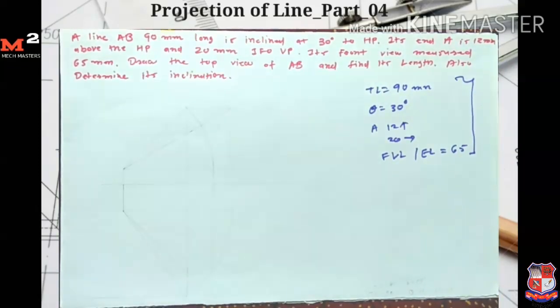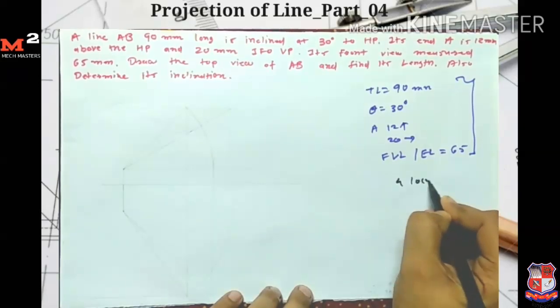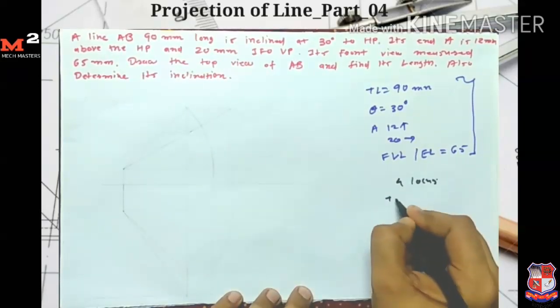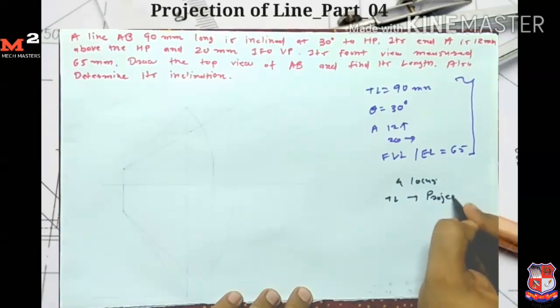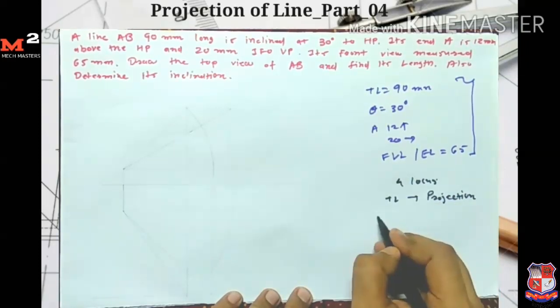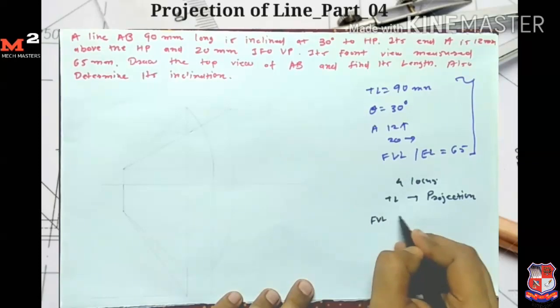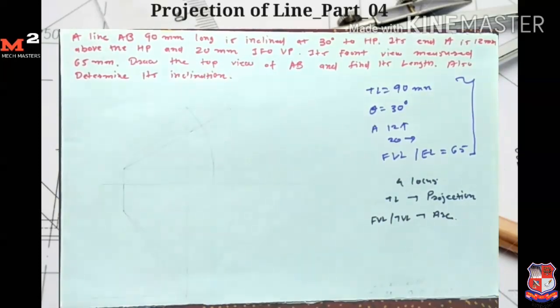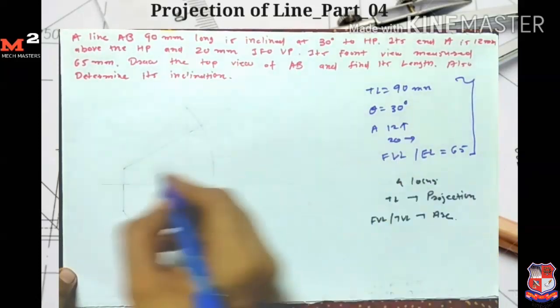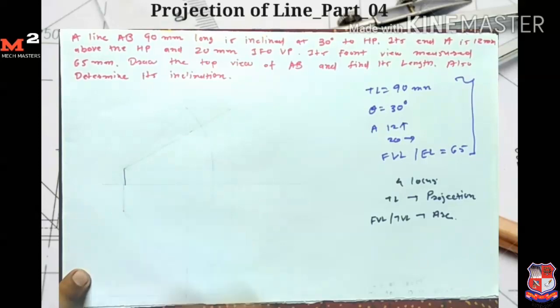Okay, let's solve. First I mark the point. Our method is the same. First we find the four loci, and then from the true length I draw the projection, and from the front view length and top view length I draw the arc. So first I mark the point A. A is 12 mm above, so from here I measure 12 mm. First I draw the reference line.